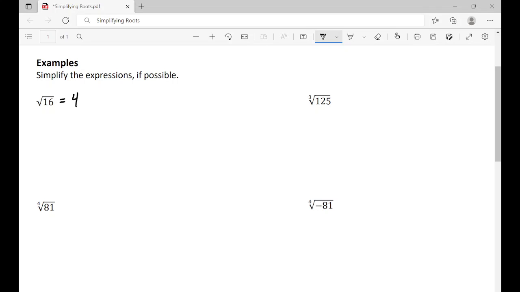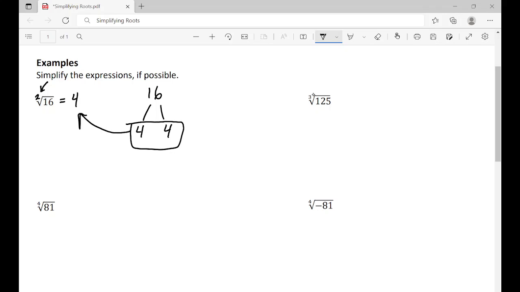But if you're not sure how to get to 4 or have it memorized, you can break it down piece by piece. We can say that 16 is just 4 times 4. And since the index for a square root here is understood to be 2, we're looking for a pair of numbers. So since we have a pair of 4s, our answer is going to be just 4.